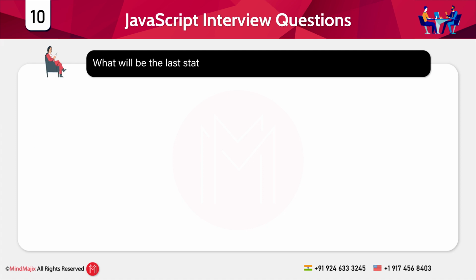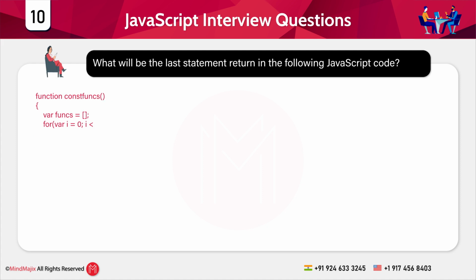What will be the last statement return in the following JavaScript code? Function const funcs, var funcs in brackets, it's an empty array. Then a for loop, i varies from 0 to 10. Then funcs is an array equal to functions, and each returns the value of i. Every time the function gets called it returns the value of i. Then return funcs. After completing the for loop, it returns the array. Now var funcs equal to const funcs, var funcs 5.